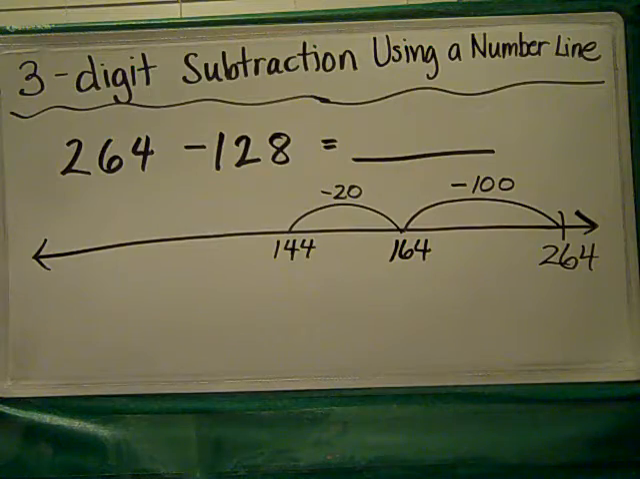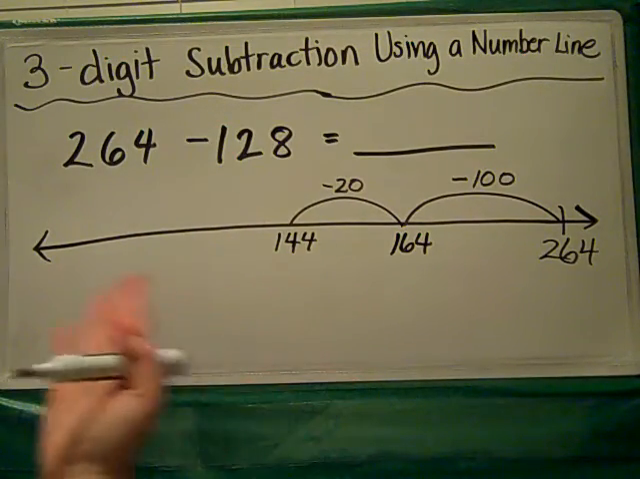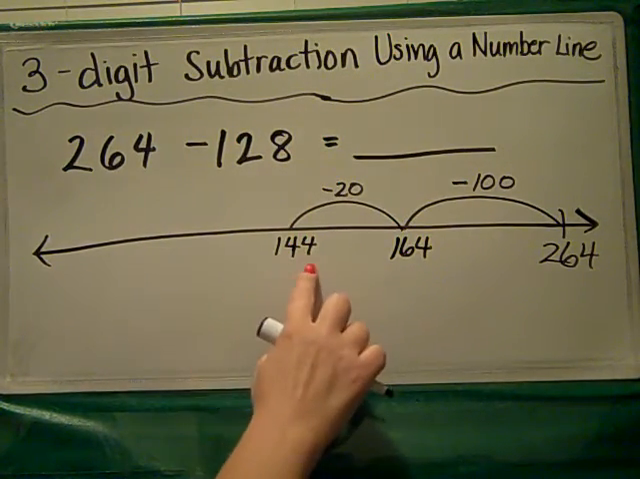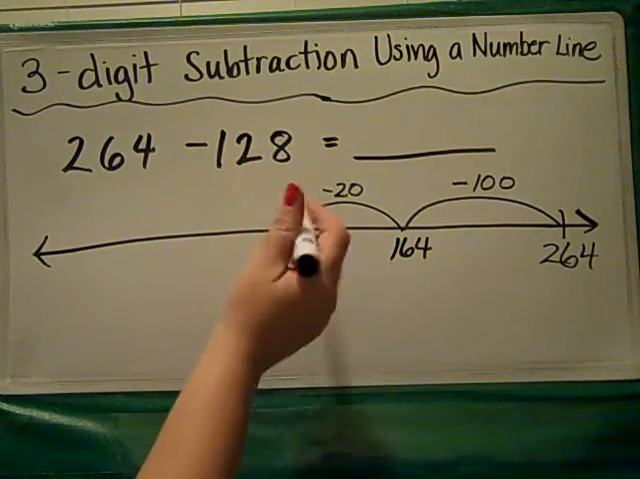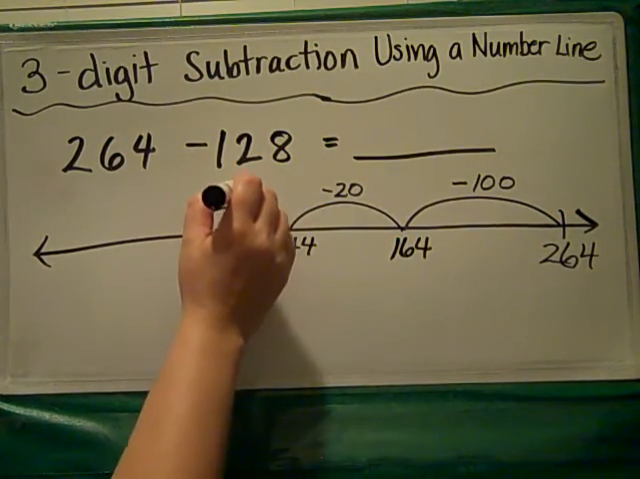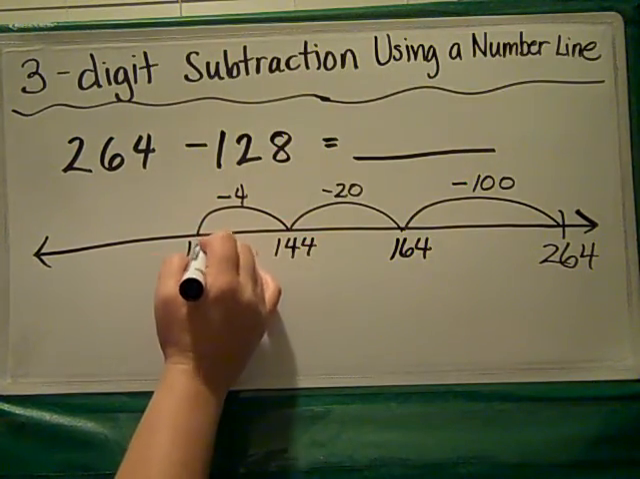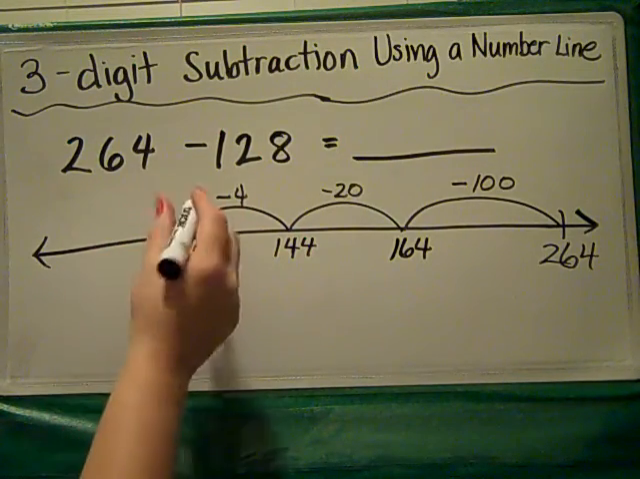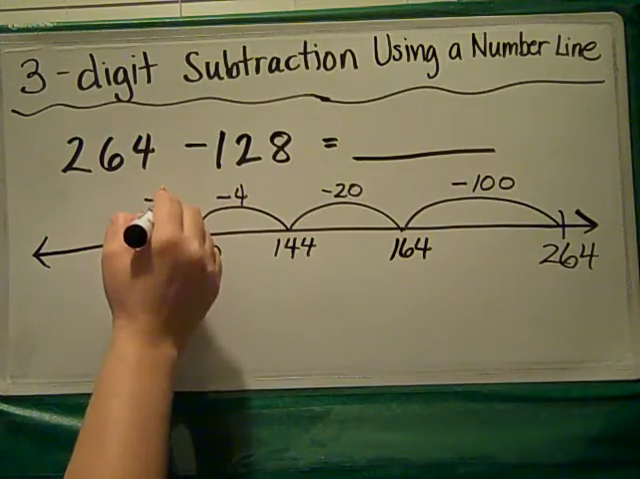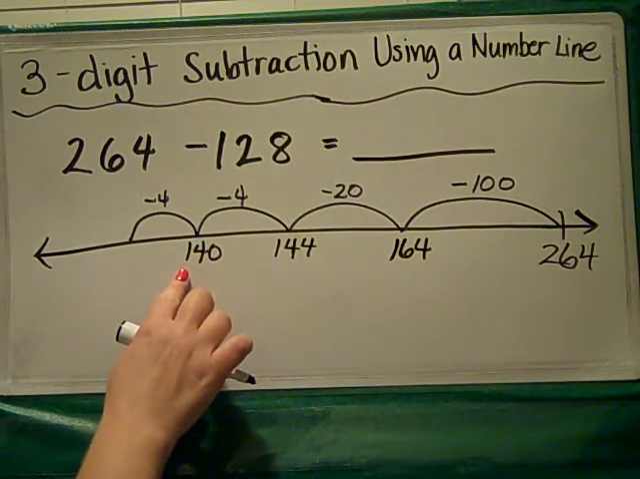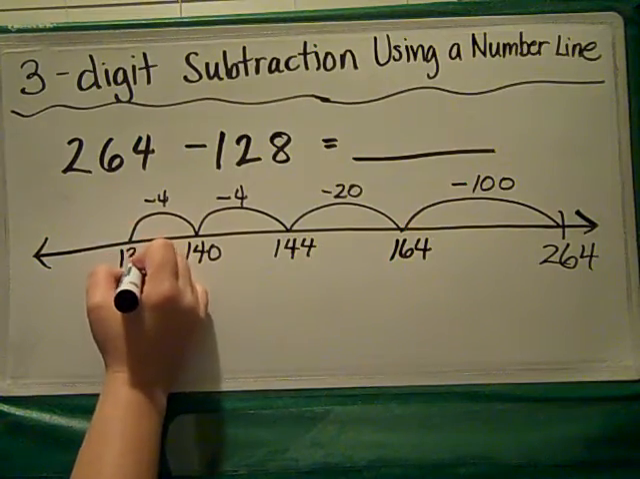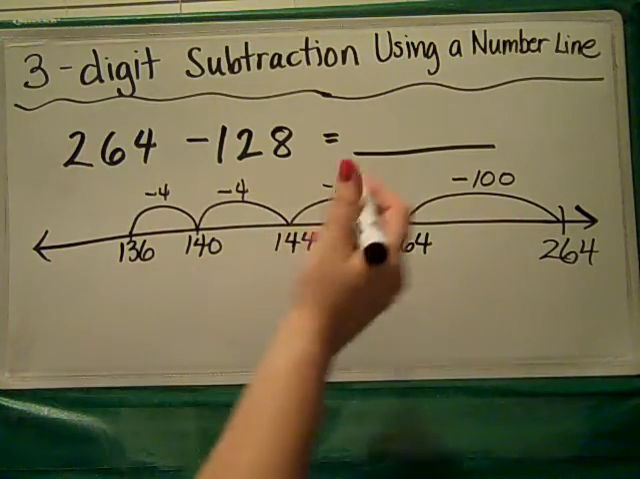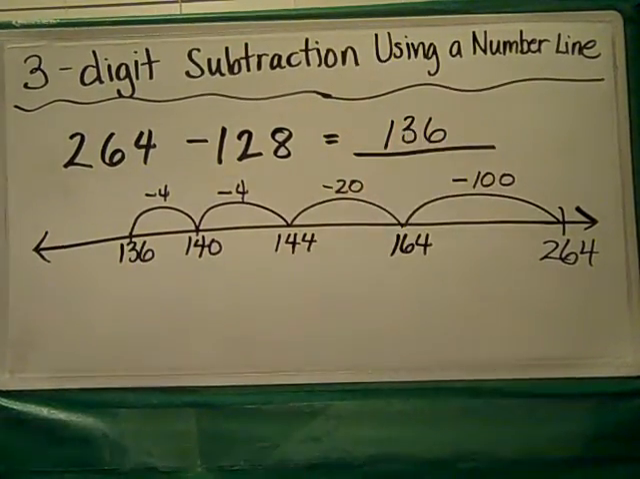Now I have to hop 8. Well, again, we can break this up to make it easier. Since I know that 8 is 4 plus 4, I'm going to hop 4 backwards to get to 140, because it's just easier to figure that out. But I have to hop another 4. And if I take another 4 away, I know I'll be left with 136. That's using our knowledge of doubles. So my missing addend is 136.